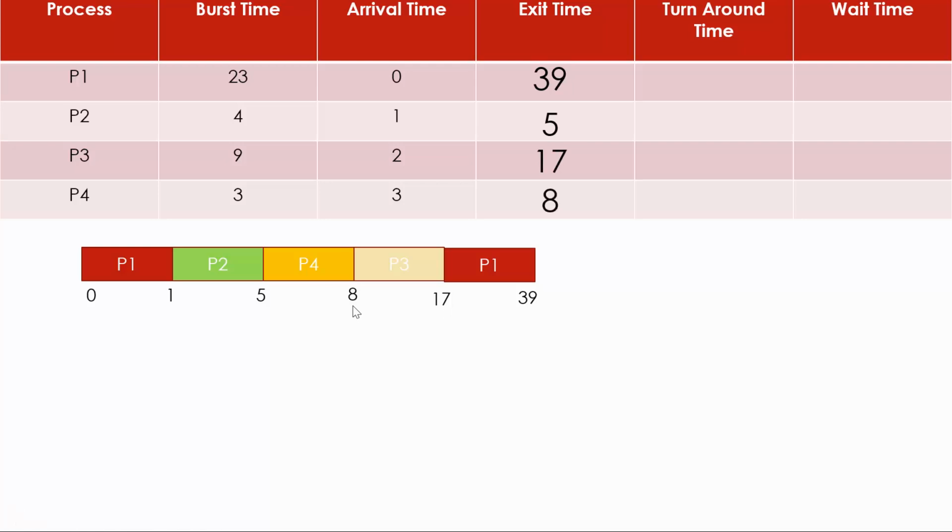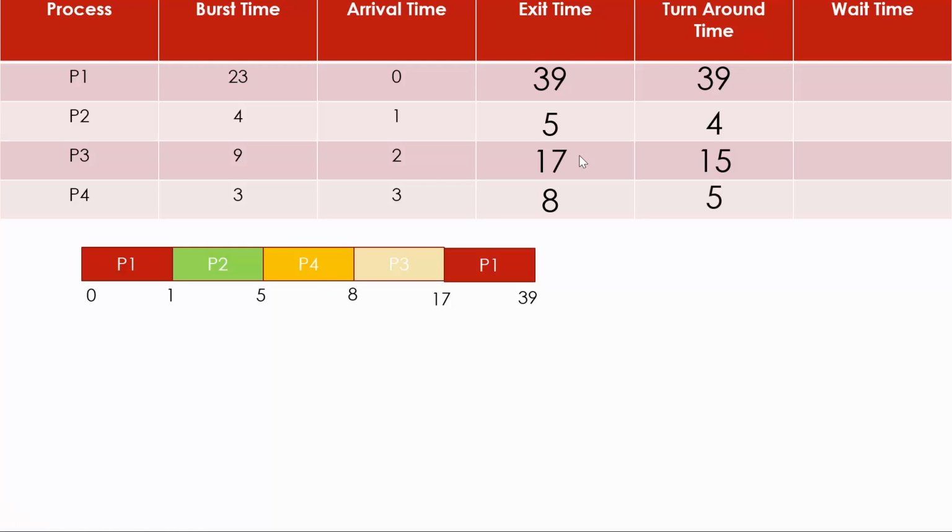Now that I have exit time, I can calculate my turnaround time, which is exit time minus the arrival time. So here, what's 39 minus 0? 39. What about the turnaround time for P2? That's 4. What about P3? Well, 17 minus 2 is 15. And what about P4? 8 minus 3 is 5.